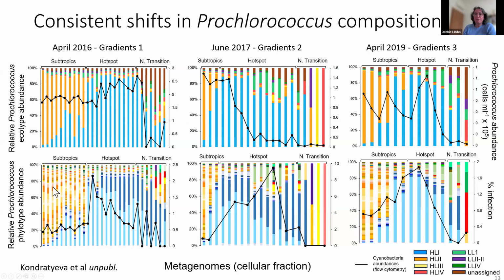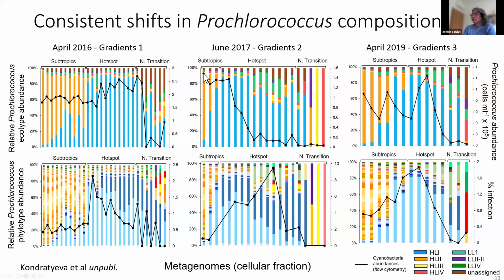When we then have a look at the phylotype level, the higher resolution genotype level of these types, we see that there's a large degree of diversity in the subtropics, perhaps less diversity in the hotspot, and that we have 2 subtypes of highlight 1 types. We have 1 type here, the light blue, and the dark blue type. And these lines here indicate the abundance of Prochlorococcus in the upper graphs and percent infection in the lower graphs.